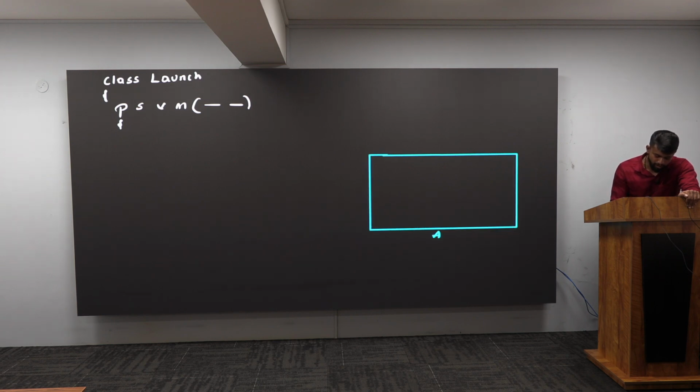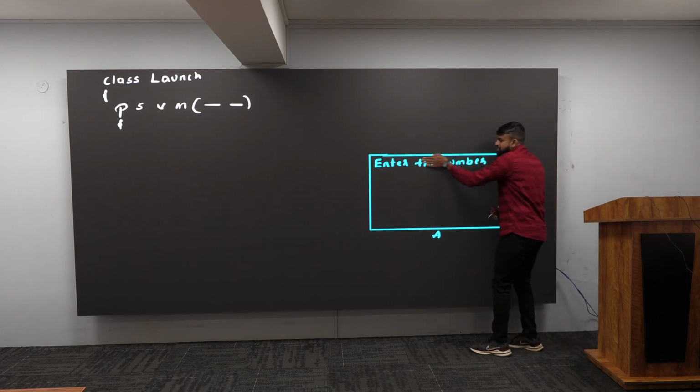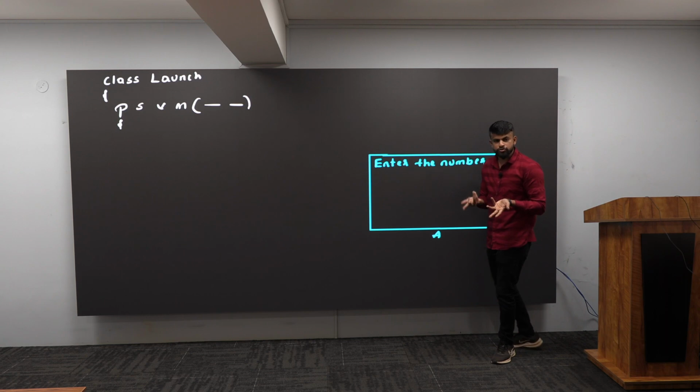Very good. On my monitor screen, I should get one message. What message is that, sir? Enter the number. That is what I want. Why you want this, sir? See, if simply one blank screen is coming, what should a user do?